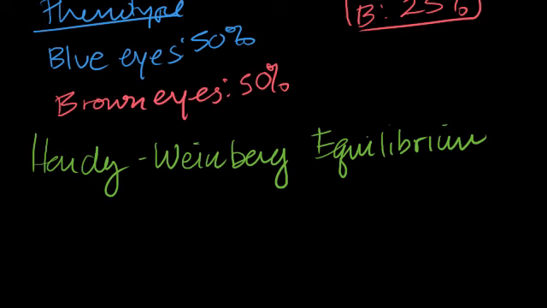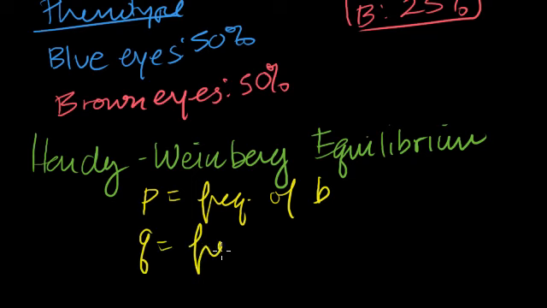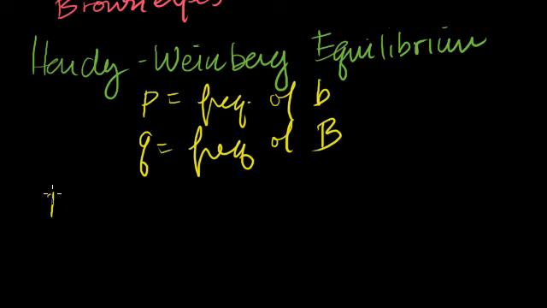So for example, if p is the frequency of blue eyes, and q is equal to the frequency of brown eyes, what's p plus q going to be? Well, everything is either going to have blue eyes or brown eyes. If this is 50%, if this is 20%, and remember, this is the allele.